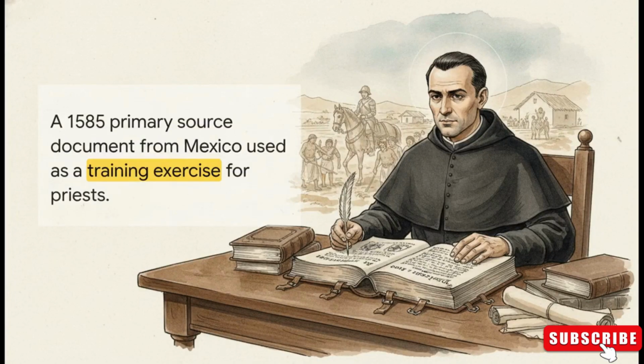To see how this actually played out on the ground, we can look at a fascinating primary source from 1585 Mexico called the Directorio para Confesores. This document was actually a training manual for priests. You see, the church was deeply integrated into the colonial administration, and confessors were the ones dealing with the moral, ethical, and legal realities of the encomienda system on a daily basis.